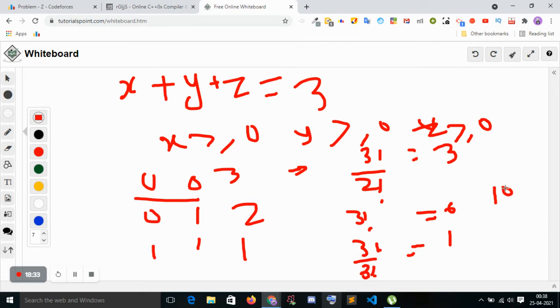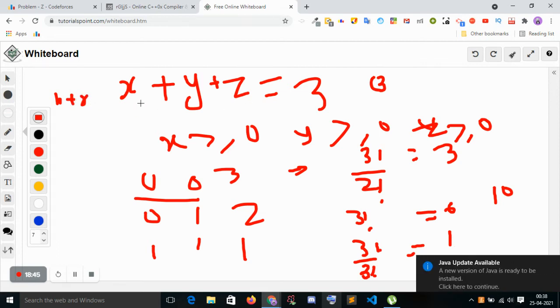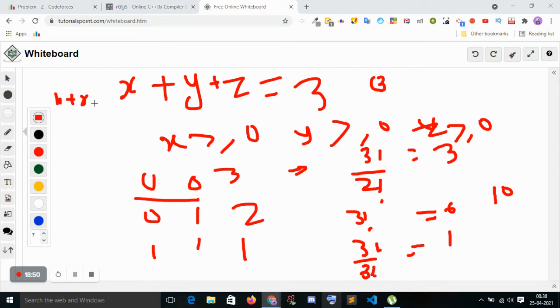There is a formula to solve this directly. Here n is 3, and the formula is n plus r minus 1 C r minus 1, where r means how many terms are there here. There are 3 terms: 1, 2, 3.